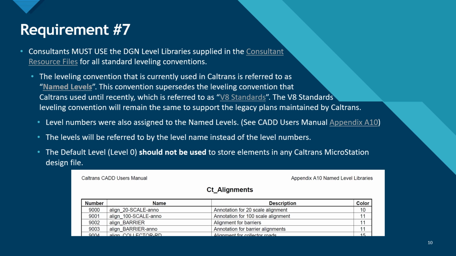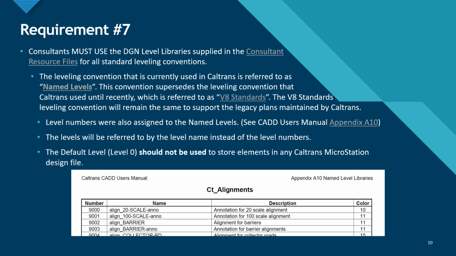Requirement number 7 states that consultants must use the DGN level libraries supplied in the consultant resource files for all standard leveling conventions. Our current leveling convention is called Named Levels. This convention supersedes the leveling convention that Caltrans used recently that was referred to as the V8 standards. The V8 standards leveling convention will remain the same to support the legacy plans maintained by Caltrans, but they should not be used with current projects.